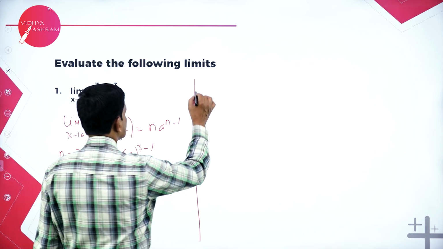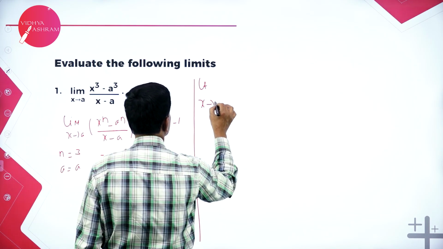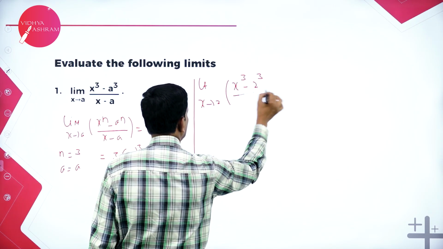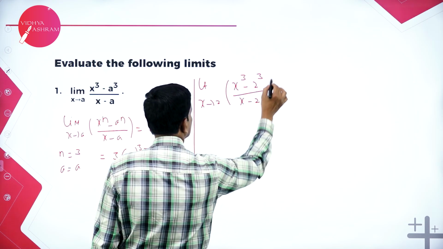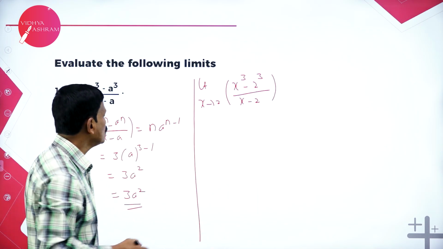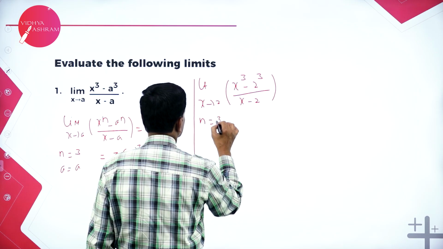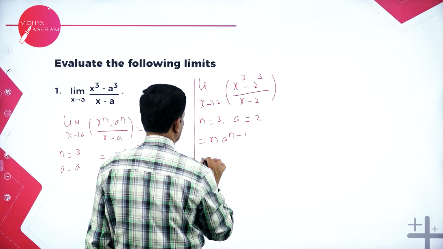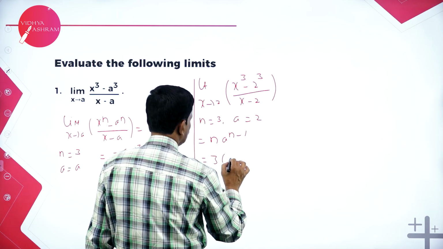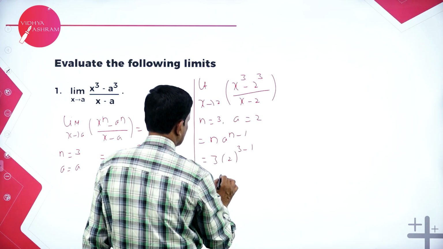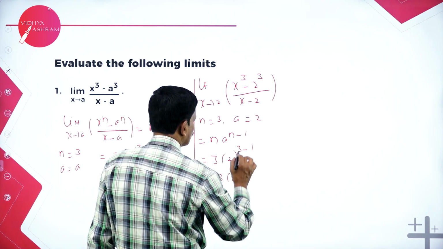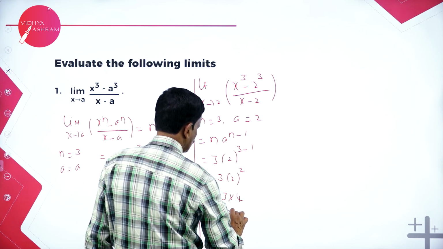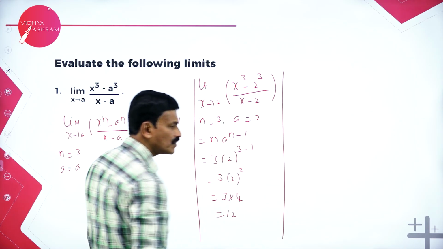Suppose if it is like this, same problem, limit x tends to 2 of x to the power of 3 minus 2 to the power of 3 divided by x minus 2. Instead of a, it is 2. So, what is n? n is equal to 3 and a is equal to 2. What is the formula? n into a to the power of n minus 1. n is 3 into 2 to the power of 3 minus 1, which is 2. That is 3 into 2 square, which is 4. This is equal to 12. The required answer is 12.